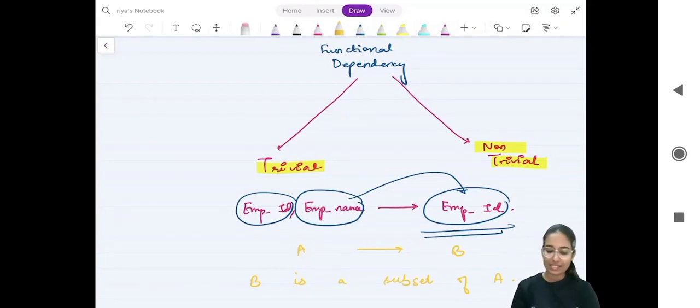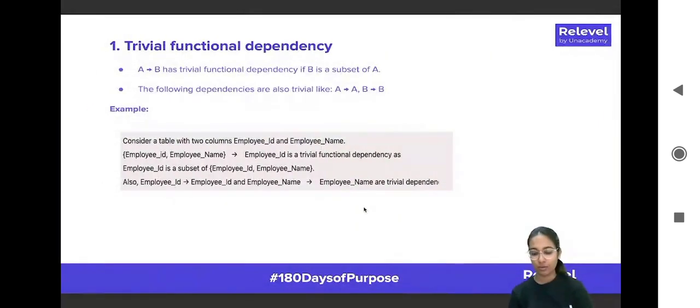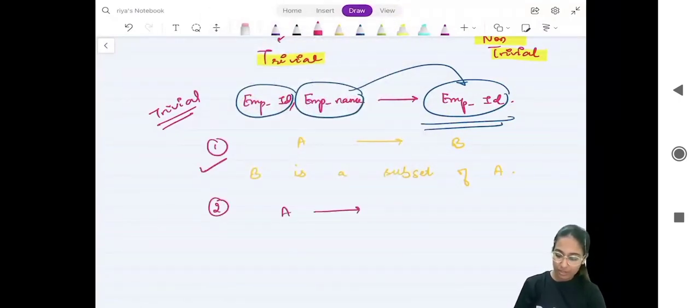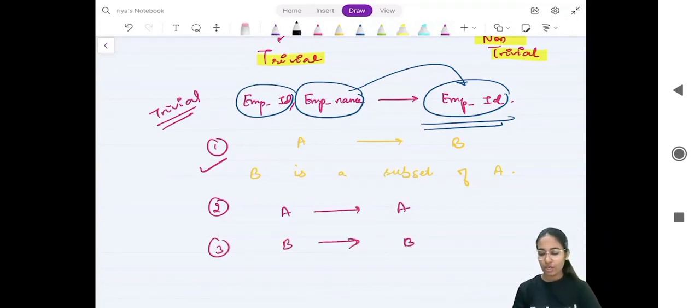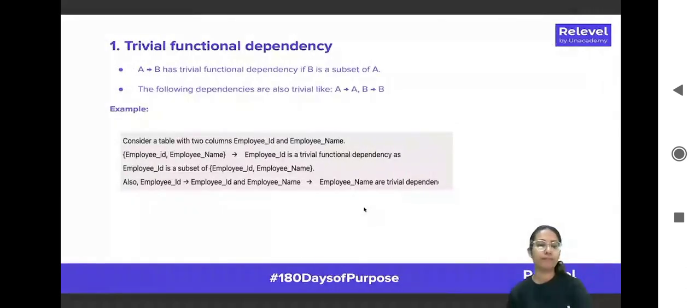Then we can very easily say that this is an example of a trivial functional dependency. Similarly, this is one example of trivial dependency, this is also an example of trivial dependency, and this is also an example of trivial dependency. It's like saying using employee ID you can find out the employee ID, using employee name for a person you can identify the employee name. Okay, let's go through it once quickly again.